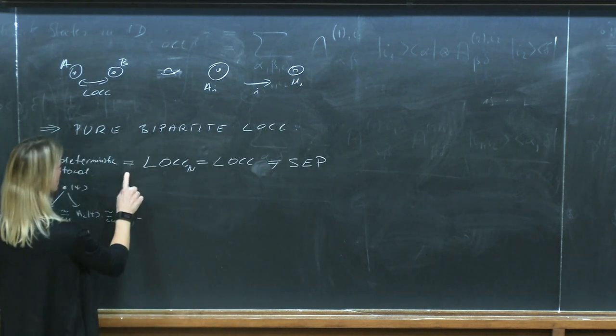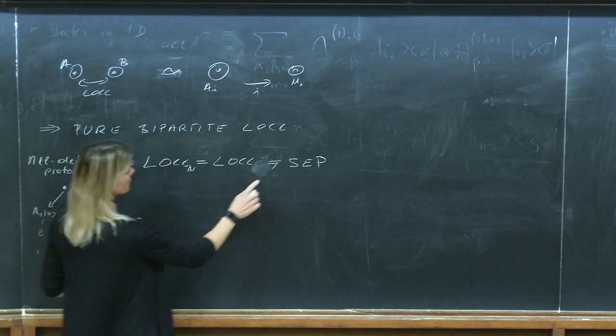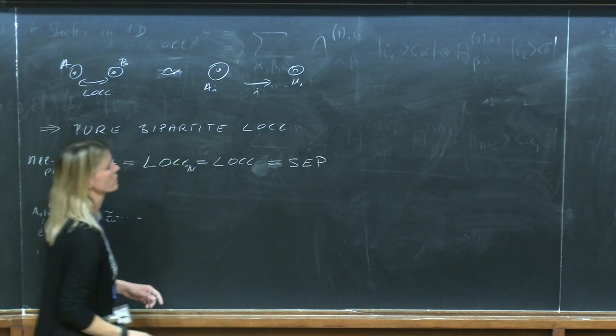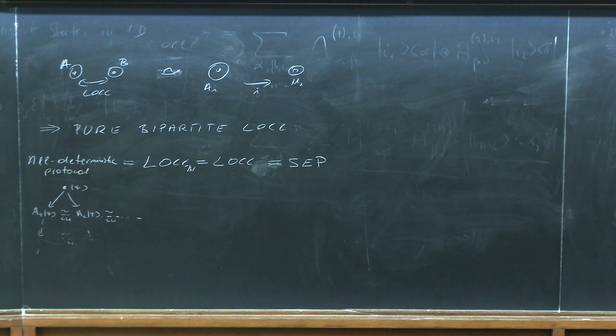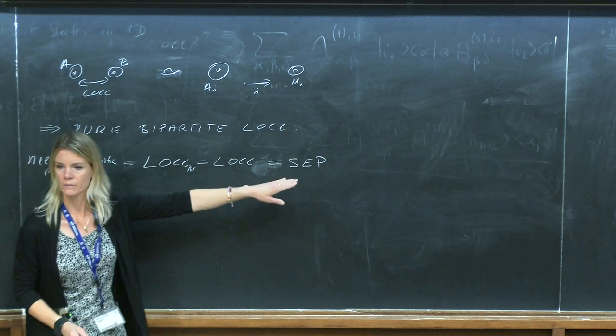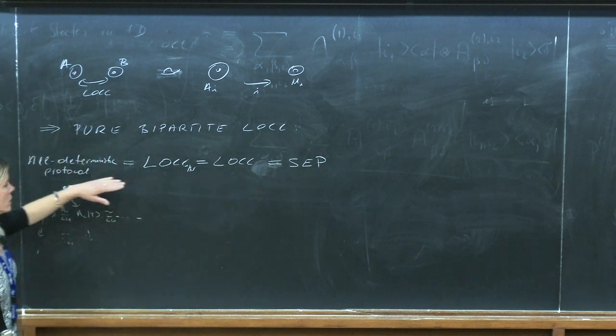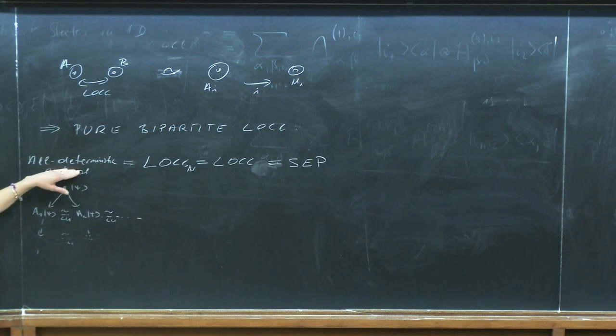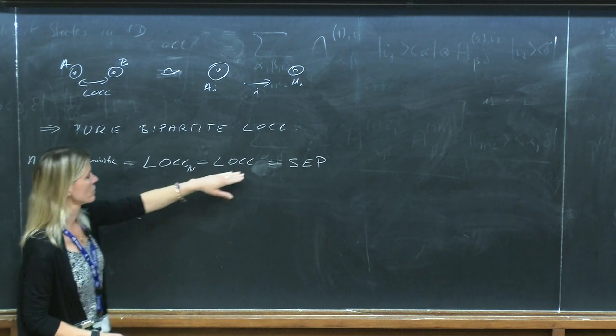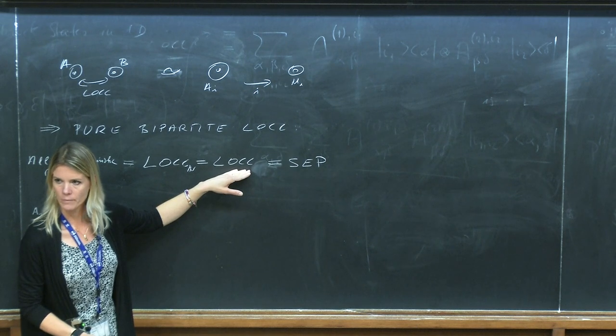I just wanted to tell you here that the reason for why studying the bipartite case at the end is really very simple because you have here everywhere an equivalence. Okay, so you can consider the most simplest protocol, which are these, in order to deal with the most difficult ones, which are these. Okay?